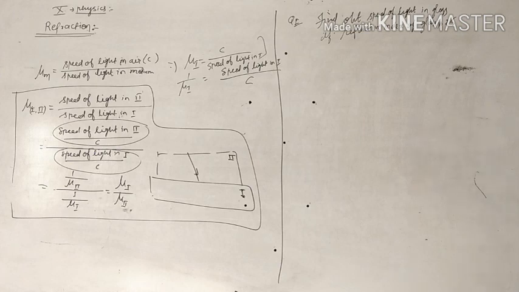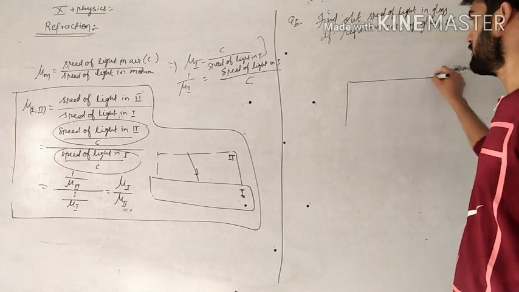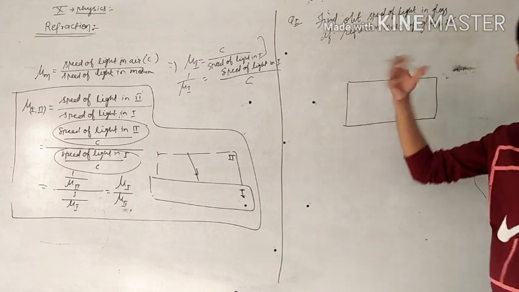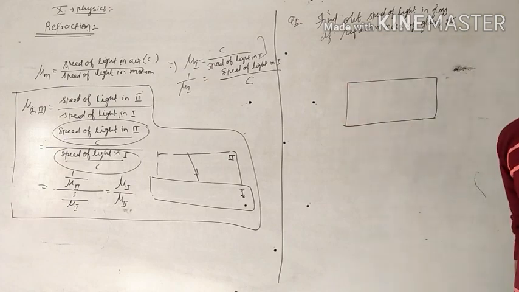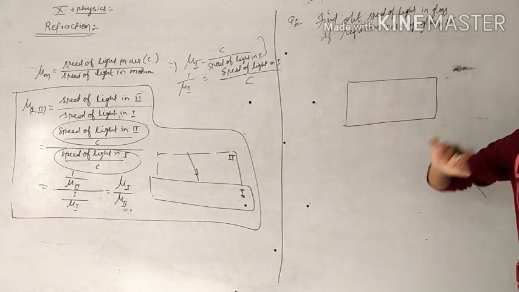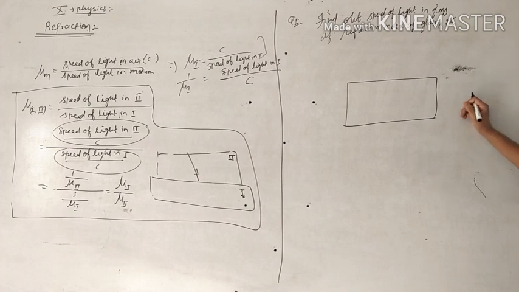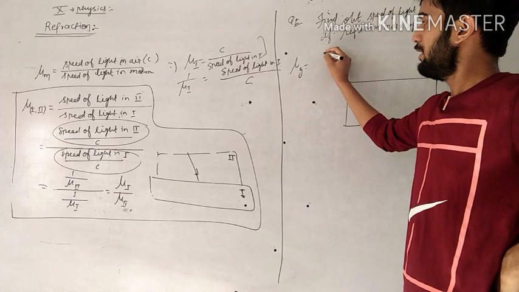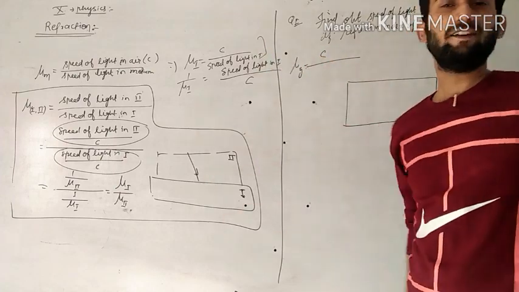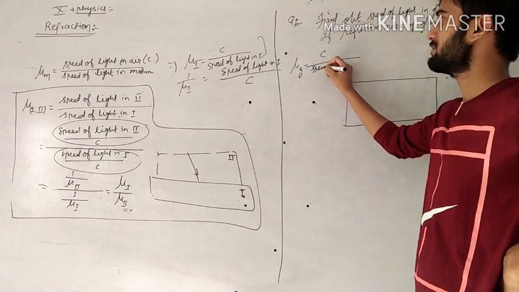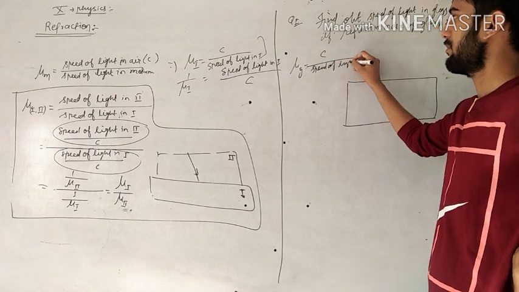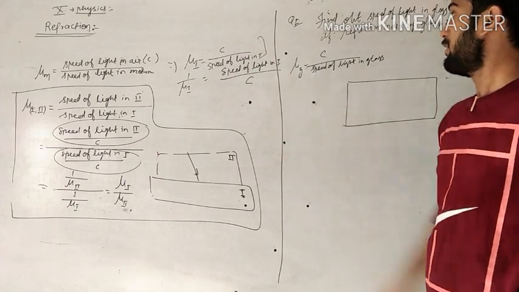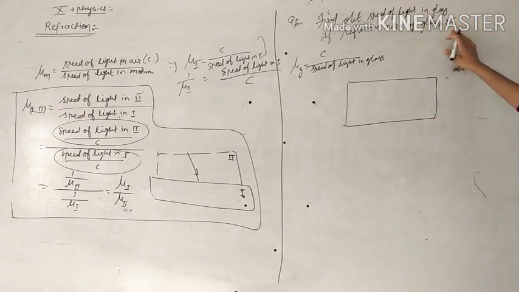So simply go through the formula. We have to find the refractive index of glass. It is not mentioned with respect to which medium, so we will consider air. We will consider that the light is entering from air to glass. In this case, the refractive index of glass we can write as c upon the speed of light in air, upon the speed of light in glass, which will result in the refractive index of glass. It is given as 2.5.